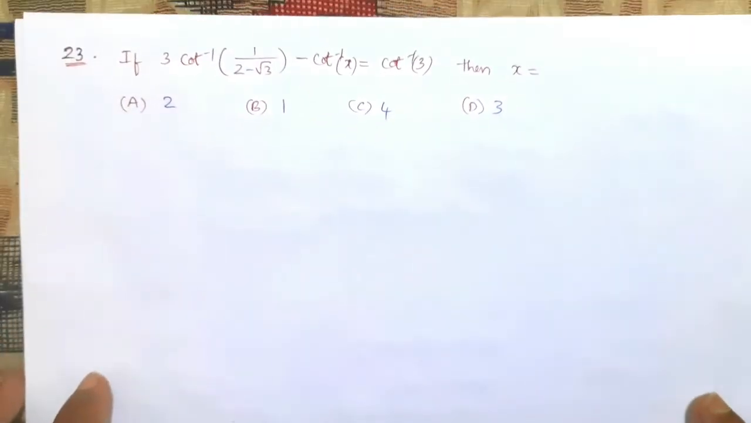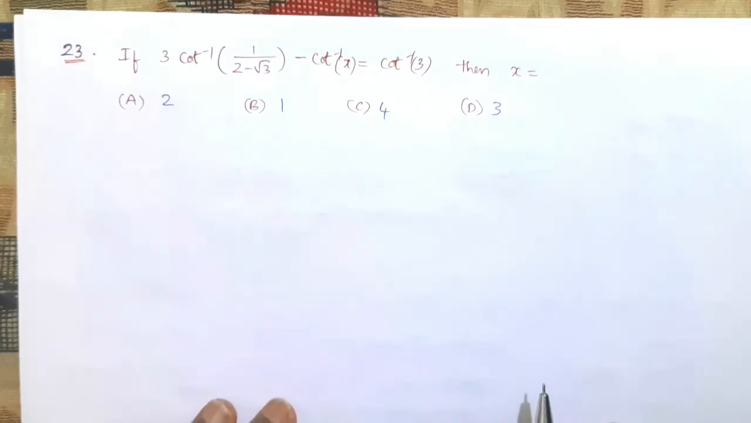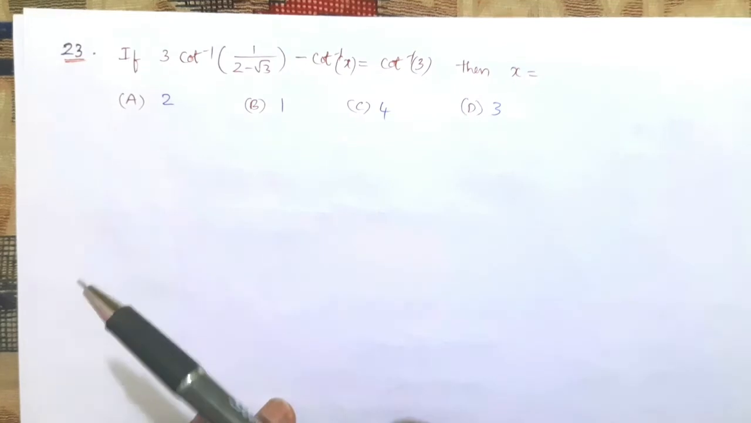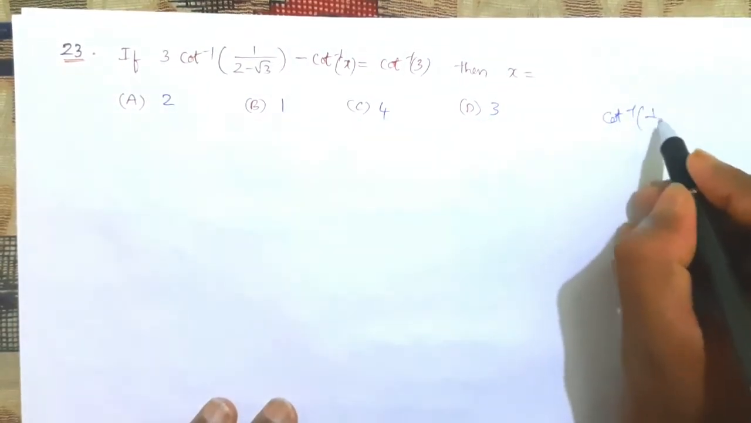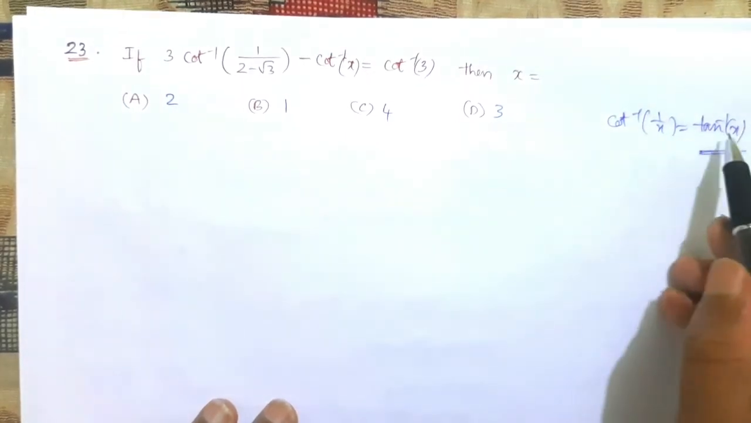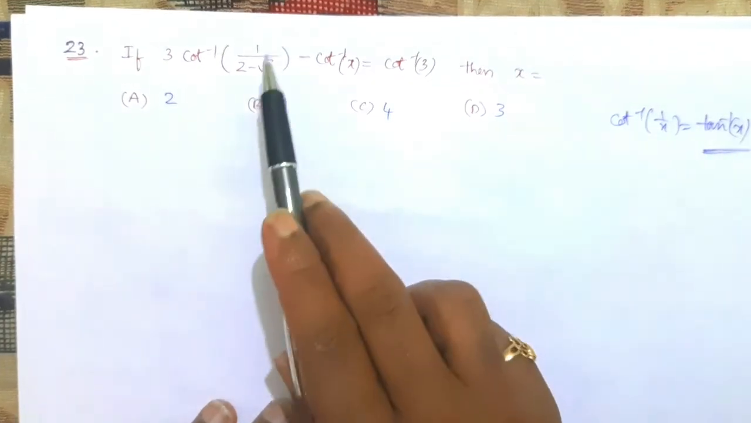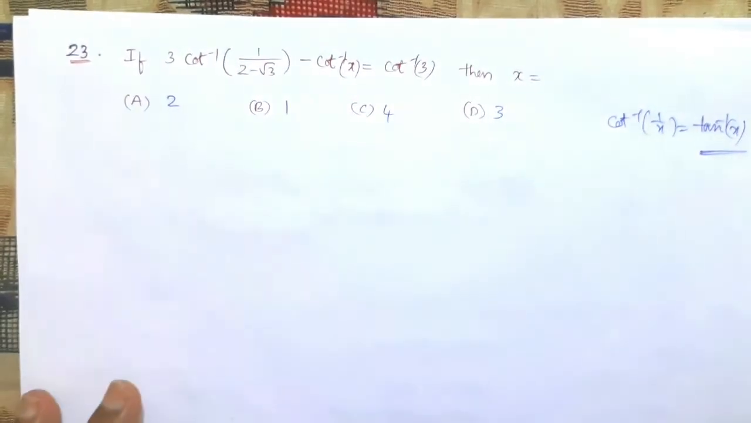Okay, next question number 23. This is also an important type. If 3 cot inverse of 2 minus root 3 minus cot inverse of x is equal to cot inverse of 3, then, we know the formulas of sin inverse and tan inverse, not in terms of cot inverse. So whenever we have cot inverse, convert it into tan inverse according to properties. Cot inverse of 1 by x we can write as tan inverse of x, right? Likewise, if cot inverse of 1 by x is given it becomes tan inverse x, and if cot inverse of x is given it becomes tan inverse of 1 by x, so you need to take the reciprocal.